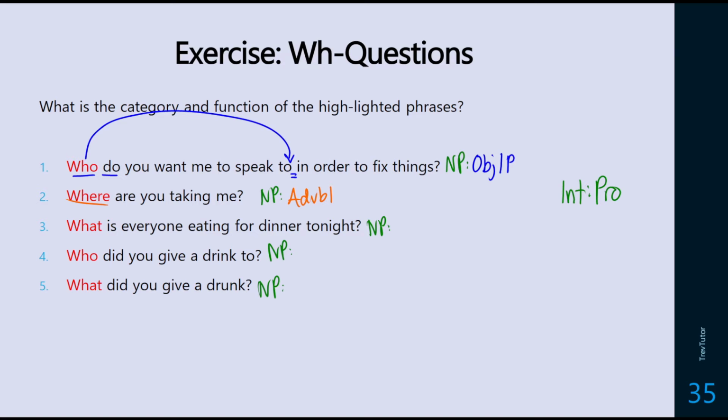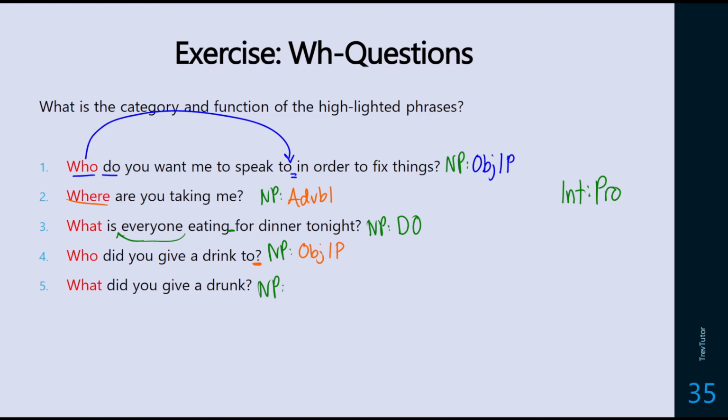Okay, so everyone is eating something. "Everyone" happened to move up, and then we're eating something. So everyone is eating something for dinner, so that what is the original direct object. Who did you give a drink to? So you did give a drink to someone. So the who originally is coming after "to," so this is going to be an object of a preposition.